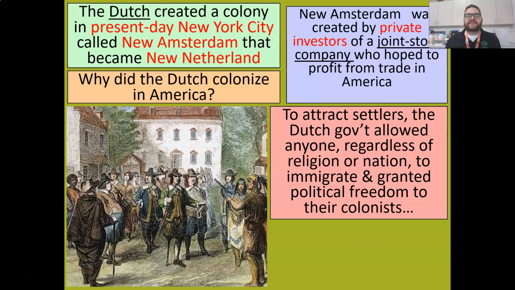They would allow them to set up the colonial government. So this is a very large difference between the Spanish and the French, and how the king tightly controlled the Spanish and the French colonies. The Dutch are going to be like, let's grant political freedom. Let the people create their own system of self-government within the colony. And so this is going to be an incredibly big contrast to the Spanish and the French, and even the British, as we will soon see.